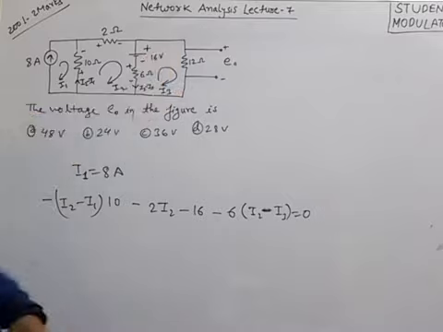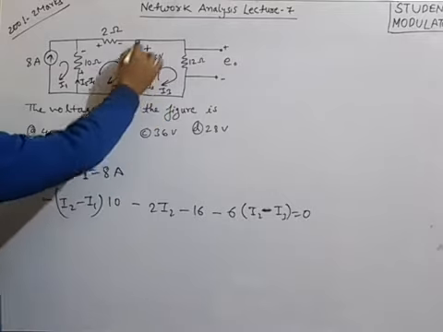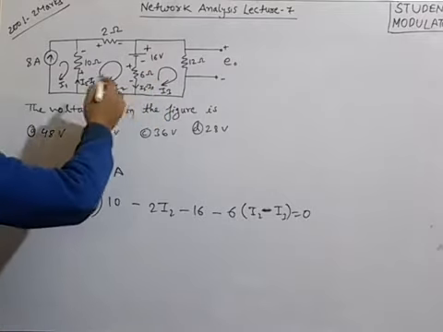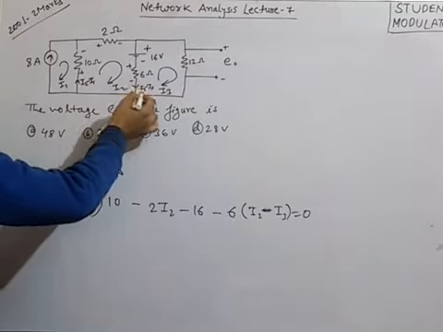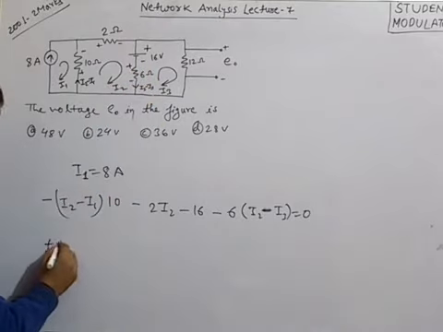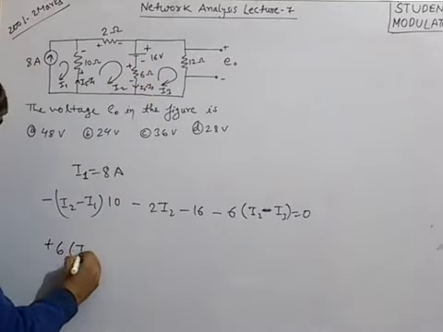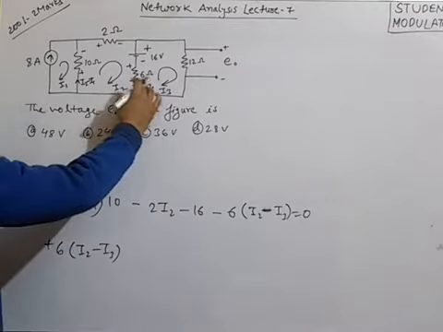Similarly we will write the KVL equation for this mesh. How can we write it? If I am going through this, I2 minus I3 is the current in this direction. So this is plus, so plus 6 into (I2 minus I3). If I am taking I2 minus I3, then it will be plus.